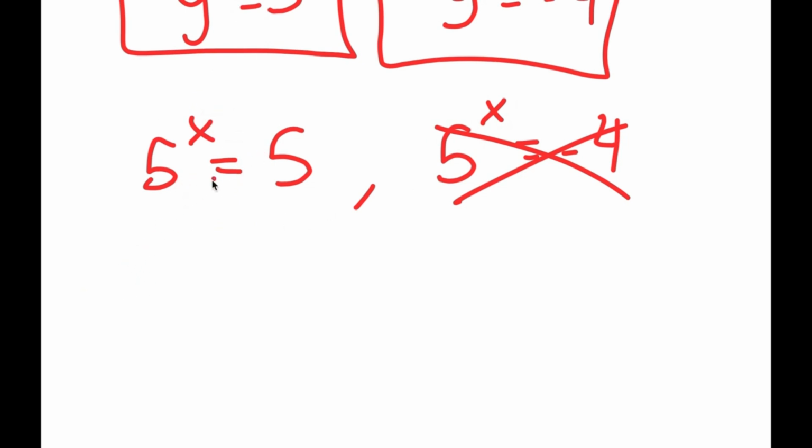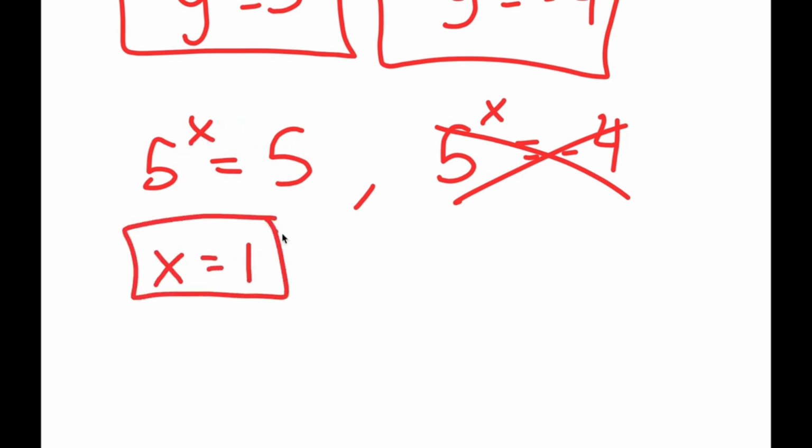And for 5 to the power of x equals 5, to solve this, what most people do is, for other exponential equations, we would have to take the log and do a bunch of other stuff. But as over here, we could just see 5 to the power of 1 is going to equal 5, because anything to the power of 1 is itself. So this is my solution.